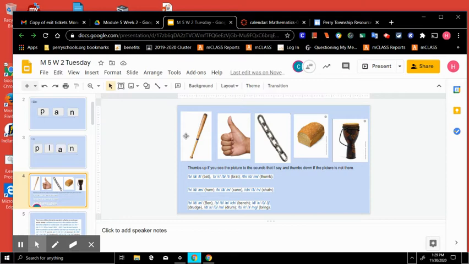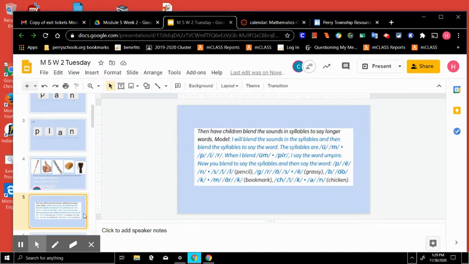What if I said ed? Do you see a picture of that? Blend the sounds together. And what is our new word? What is our word? Very good, guys. You have blended sounds and syllables to say longer words.